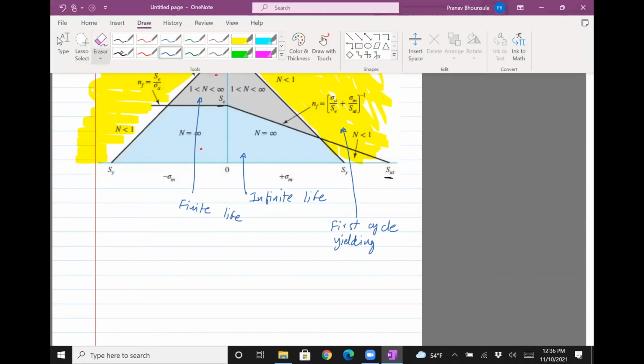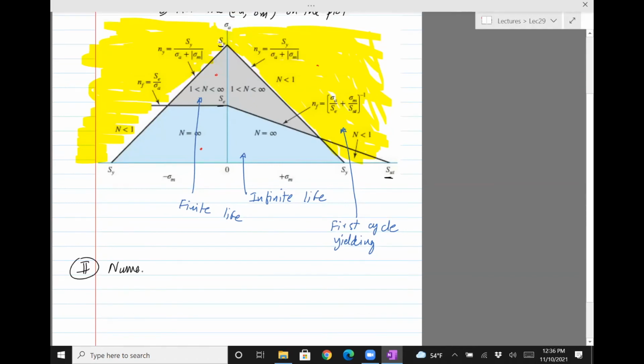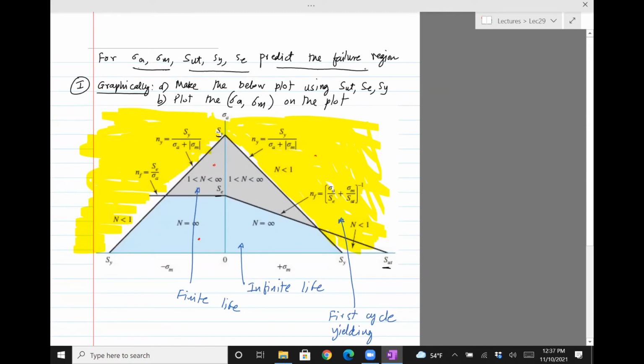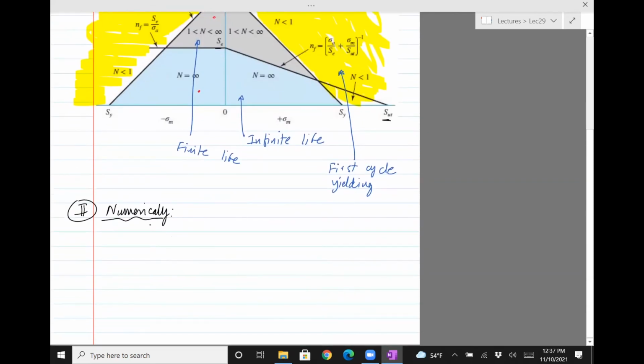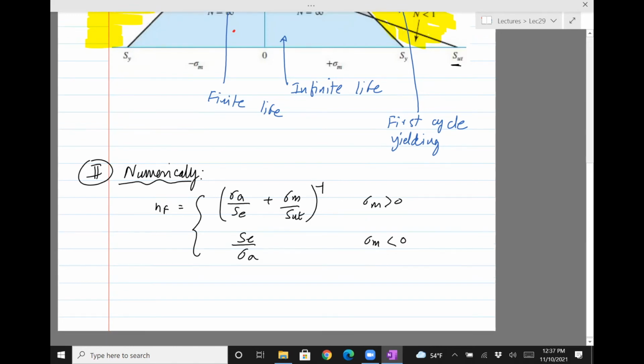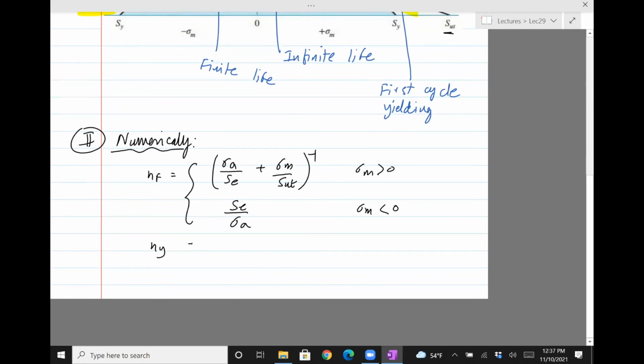If you want to do it numerically, that is the same question. For a given sigma A, sigma M, and all these values, predict the failure region. What you would do is the following. You'll find a factor of safety. So nf equals sigma A divided by SE plus sigma M divided by SUT, inverse, or SC divided by sigma A. So this is for sigma m positive, this is for sigma m negative. And then you'll find ny, which is equal to Sy divided by sigma a plus magnitude sigma m.